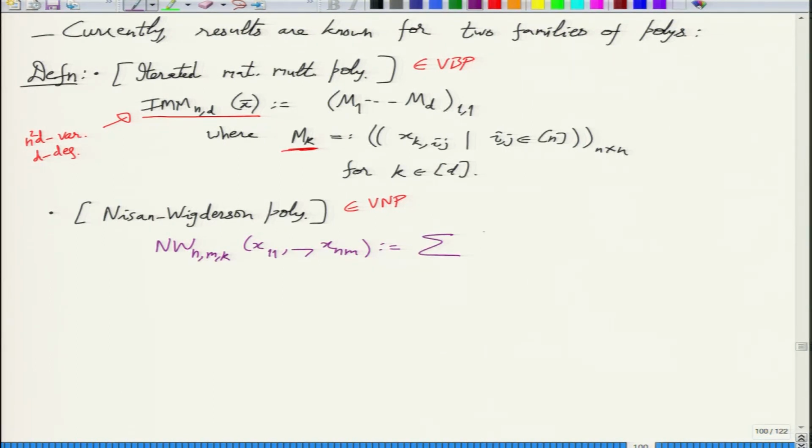And like permanent, it is a sum of a huge number of monomials. So 1 comma p1, n comma pn. In the case of permanent, p is a permutation. Here, p will be a polynomial. It's a polynomial map, so you in fact go over all the polynomials.